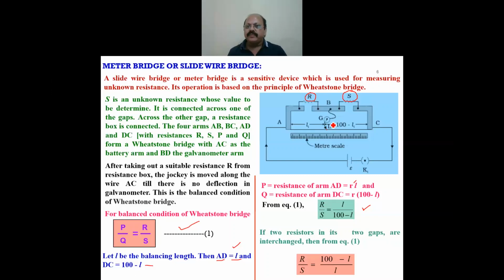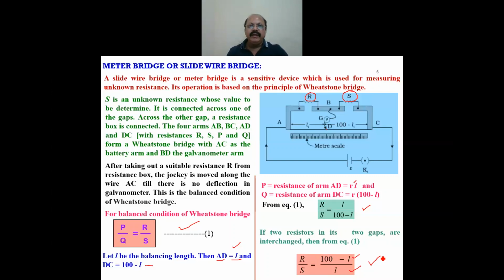Now if we interchange these resistances, meaning we connect S here and R here, then what happens? In that case the formula becomes R upon S equal to, now 100 minus L comes in the numerator and L comes in the denominator. So R upon S equal to (100 minus L) upon L. So in that condition, unknown resistance S is equal to L upon 100 minus L into R. You remember this carefully, right?